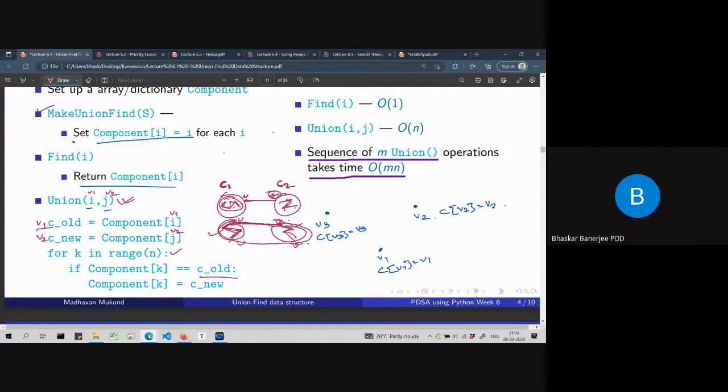Now, it may happen that we name all the components as U instead. It may happen, no problem. How to decide which one will happen exactly? That is a question for the next slide. Okay.